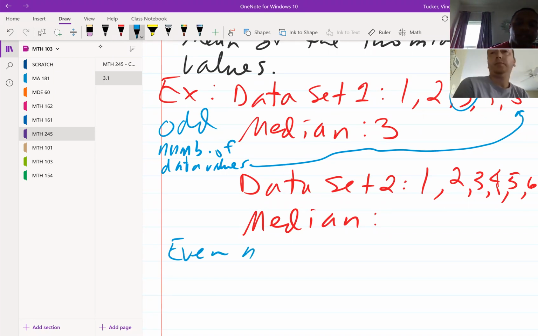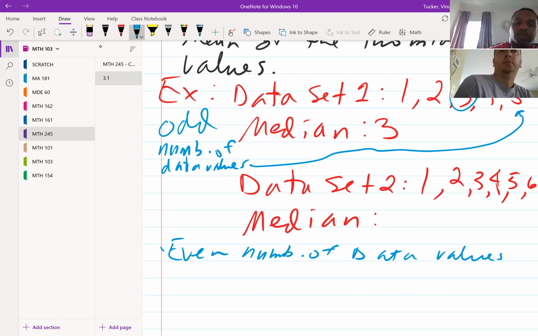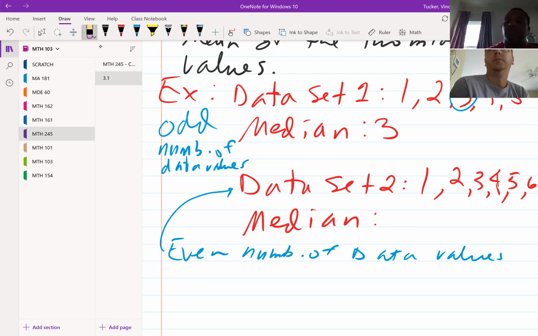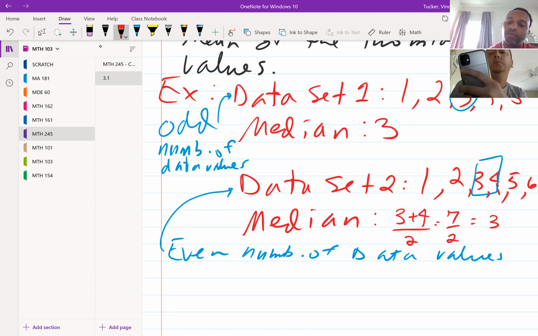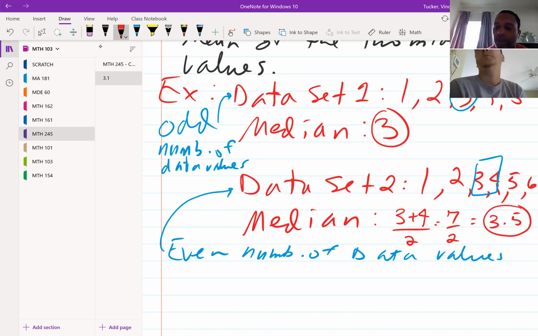The next set, we have an even number of data values. So would 3 and 4 be the median for the second data set? Right, we will take 3 and 4 and find the average of it. So you take 3 and 4, add them together, divide by 2, and that'll be 3.5. And that would be the median for the second data set. And if you notice, 3.5 is right in the middle of 3 and 4.